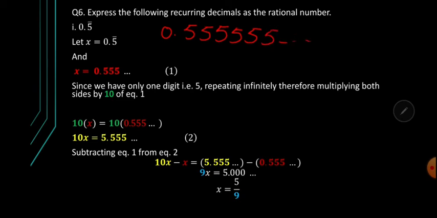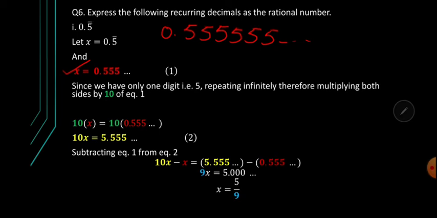So to solve this, let us consider this 0.5 recurring as x, and we can write it in this form. When we do not put the dash, we can write it in this form, as this is a recurring decimal representation. Since we have only one digit 5 repeating infinitely, therefore multiplying both sides of equation 1 by 10. Here I am multiplying it by 10.